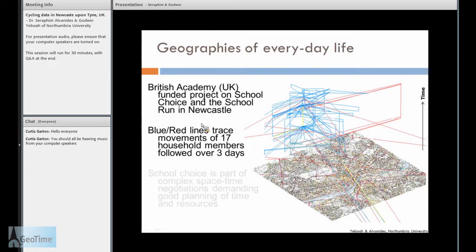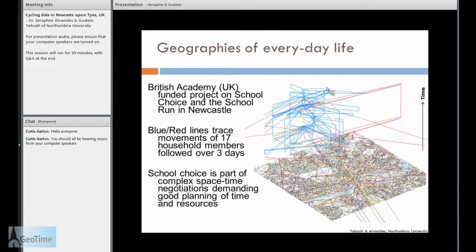So what this map shows is actually that the school choice is part of a complex space-time negotiation between household members within the family. So we color-coded them based on gender here, and the blue lines are the mothers, the women in the household. Some of them are single mothers, and the red lines are the fathers. We had fewer fathers taking part, but the pattern becomes quite clear here that the fathers tend to have a simpler space-time diagram and daily mobilities compared to the mothers in our sample.